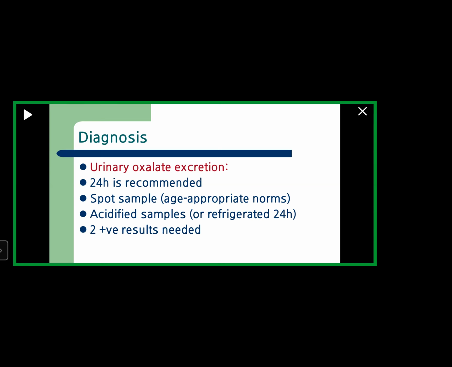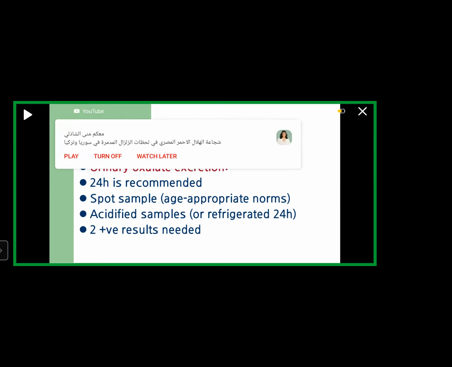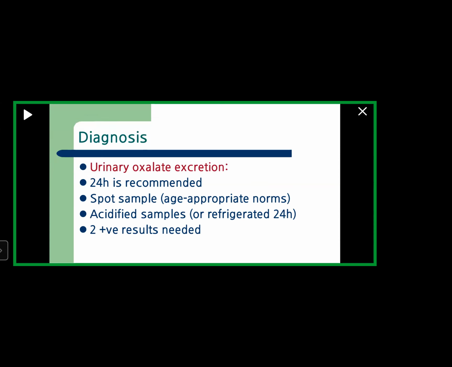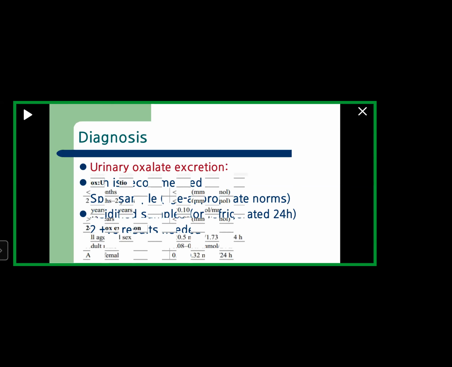There is a very important precaution: oxalate can exist in urine as calcium salts, and these are not very soluble. So the urine has to be acidified. Otherwise, we are going to have oxalate deposits in the urine sample, which will not be detected when measuring the amount of oxalate in the liquid phase of urine in the lab. So the samples need to be acidified. Alternatively, they can be refrigerated and the lab is going to acidify them, but it has to be within 24 hours. And 2 positive results are generally needed to diagnose hyperoxaluria.